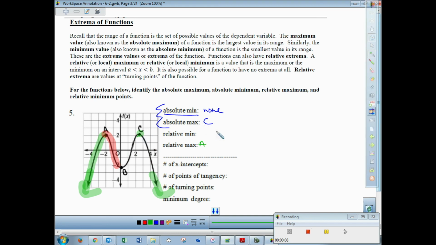People are like, hey, but C was the absolute max. You're right. It was the absolute max. It is also a relative max, right? You got to list it again. It does happen there. There is a maximum there, a relative maximum.